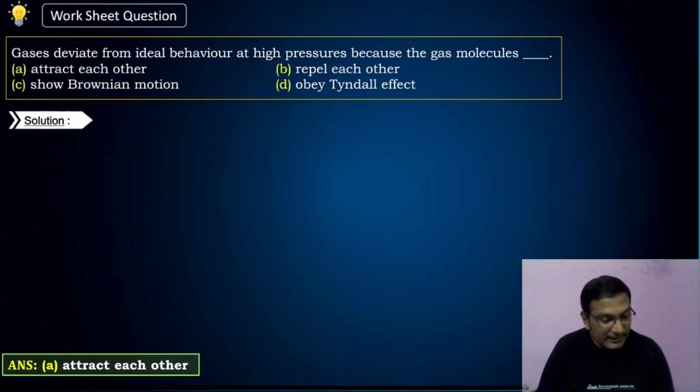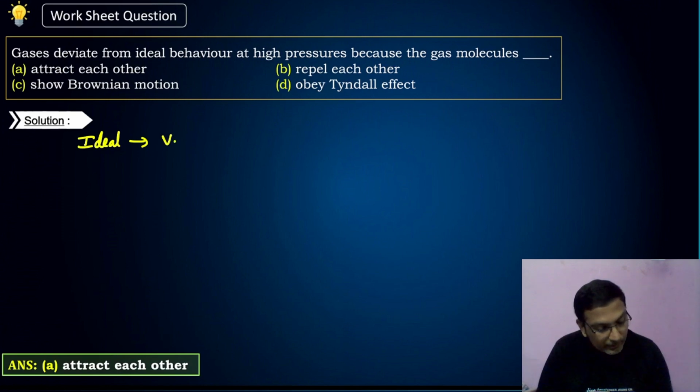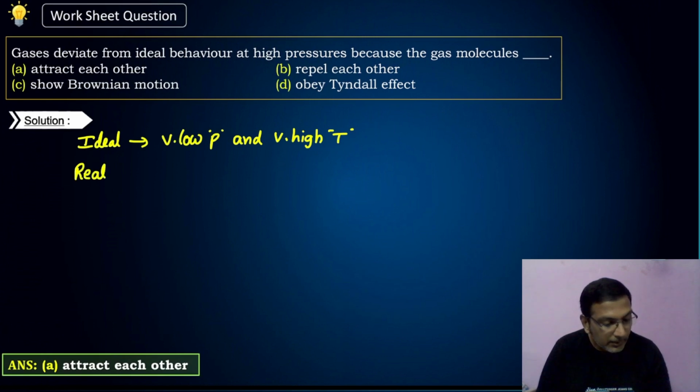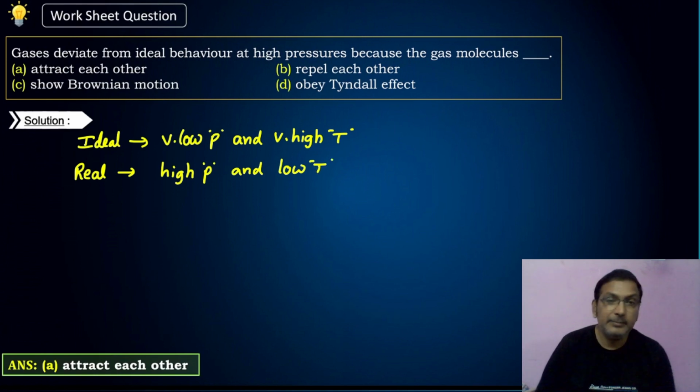So gases deviate from ideal behavior at high pressure because the gas molecules. So first I will write ideal conditions. Ideal conditions are very low pressure and very high temperature. Real conditions are high pressure and low temperature. Remember these conditions.